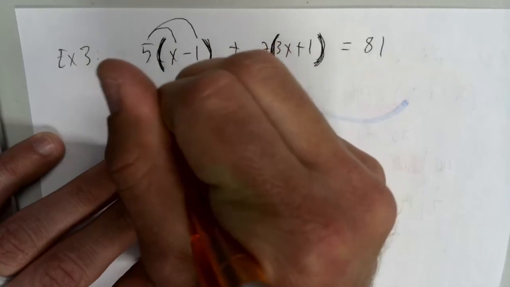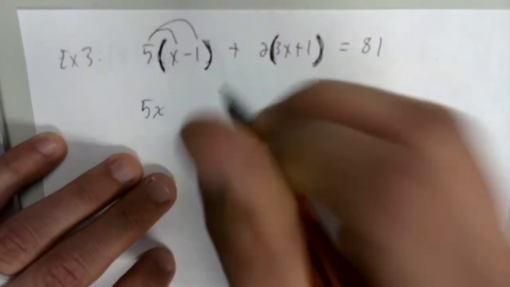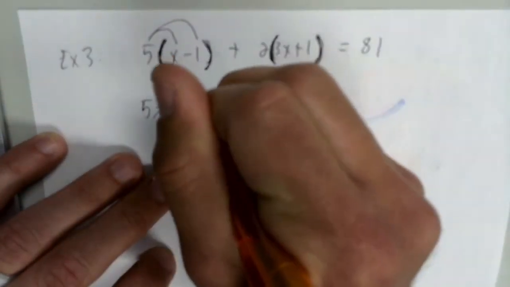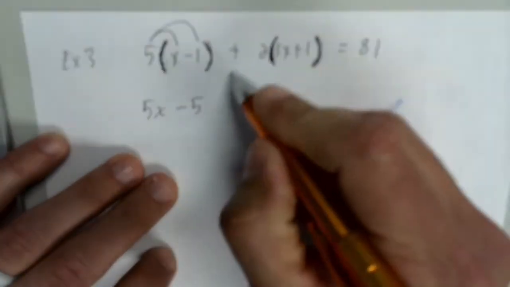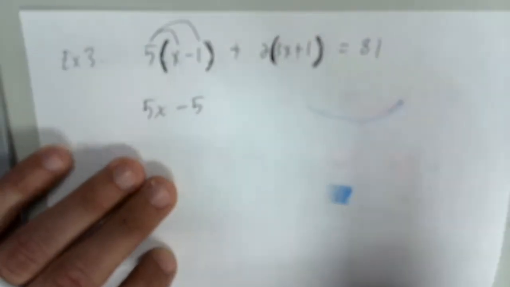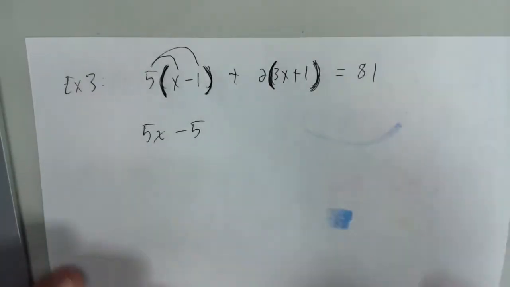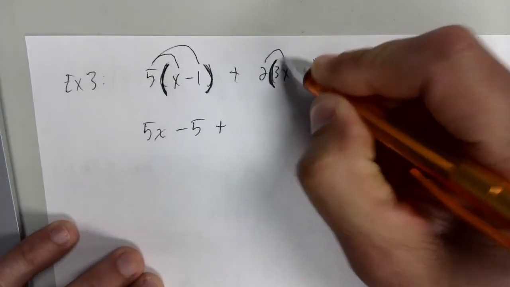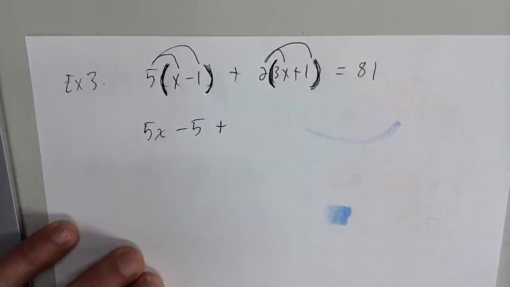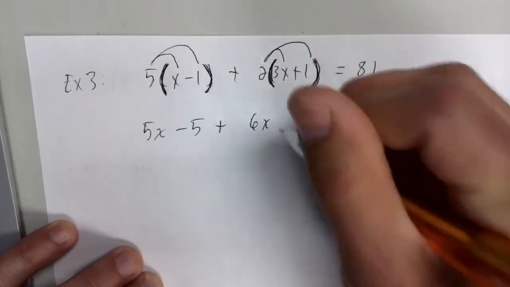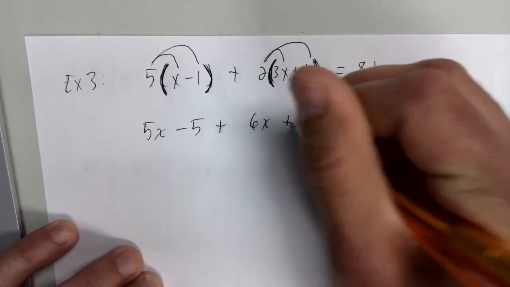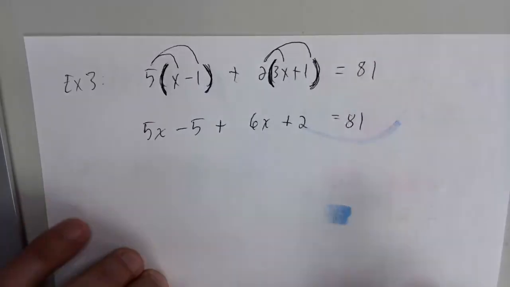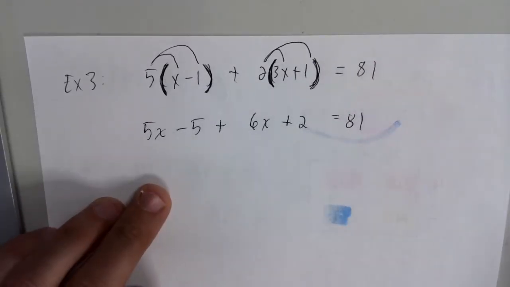5x, minus 5, yes. Okay, all right. Plus. Now the plus belongs to the 2, sort of. It tells you that the 2 is positive, but we can just treat the 2 like a positive anyway. So 2 times 3x, 2 times 1. What is 2 times 3x? That's like 3x plus 3x, or 6x. 2 times positive 1? Positive 2.